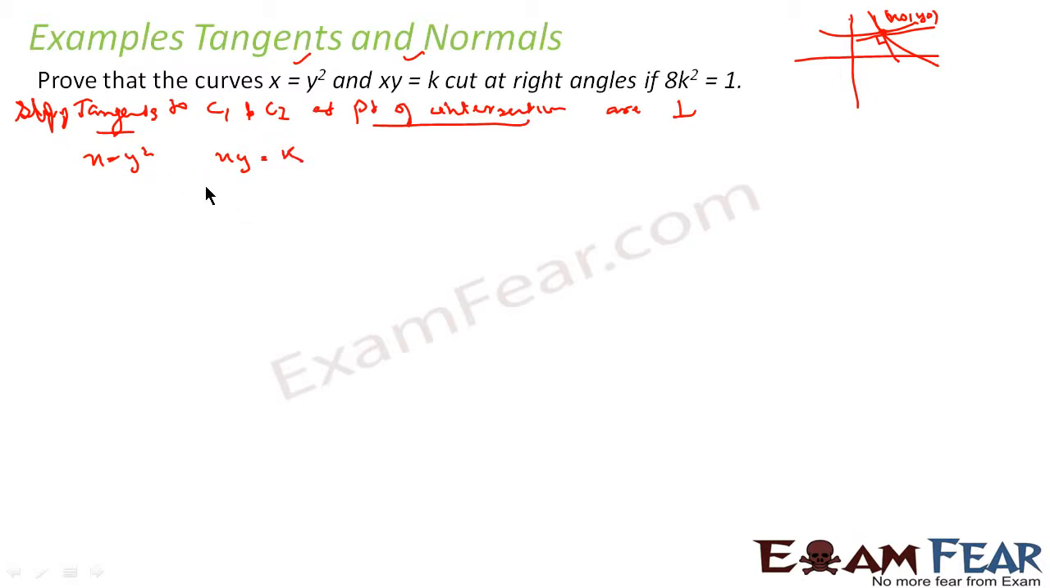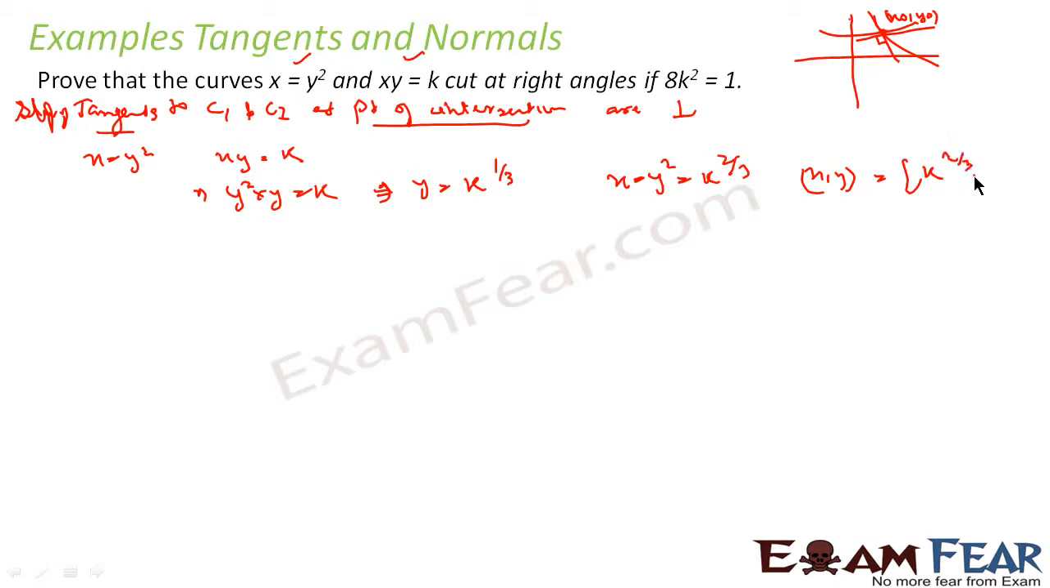Correct? So let's say in this fashion, instead of x, I'll write y square here. So y square into y is equal to k. I just merge these two equations. So with this I get y is equal to k to the power 1 by 3. If y is equal to k to the power 1 by 3, x is nothing but y square, and that is nothing but k to the power 2 by 3. So my x and y, that is the point of intersection, is nothing but k to the power 2 by 3 and k to the power 1 by 3. Or you can say this is nothing but x naught, y naught.